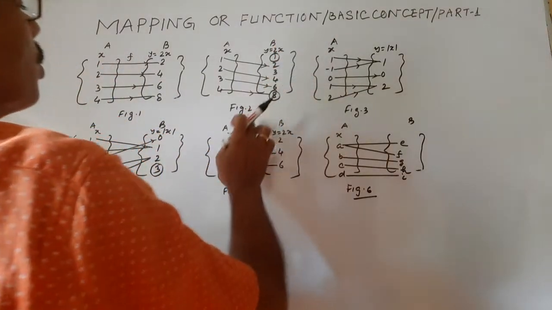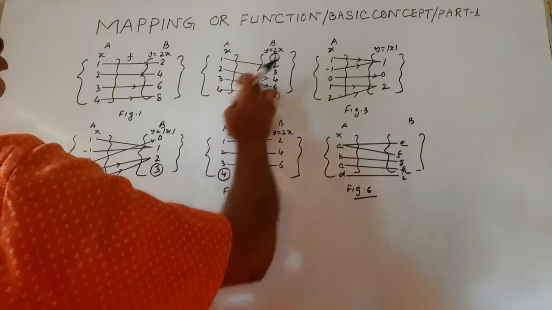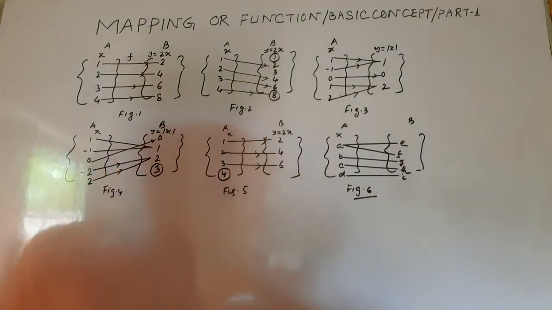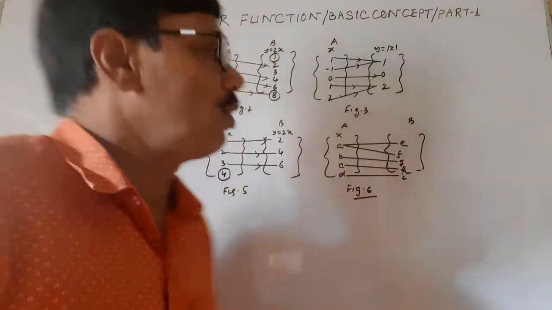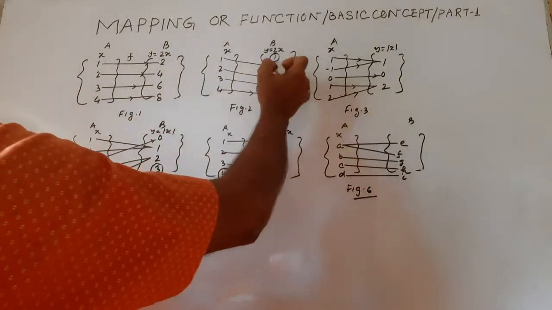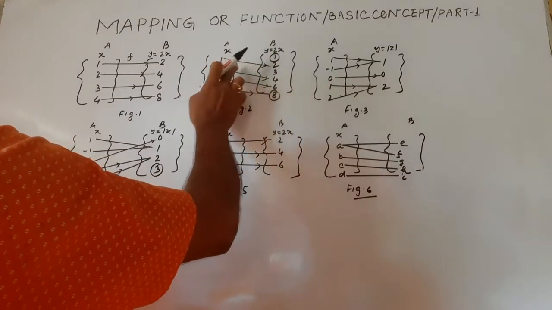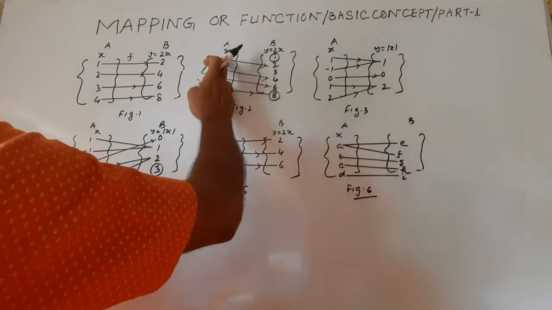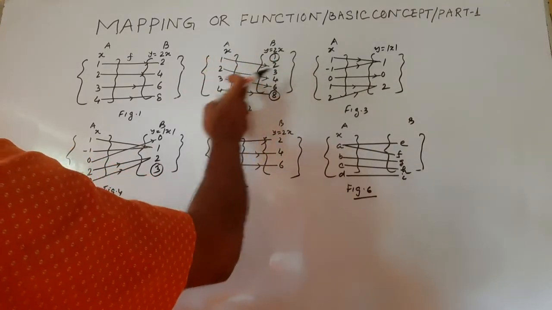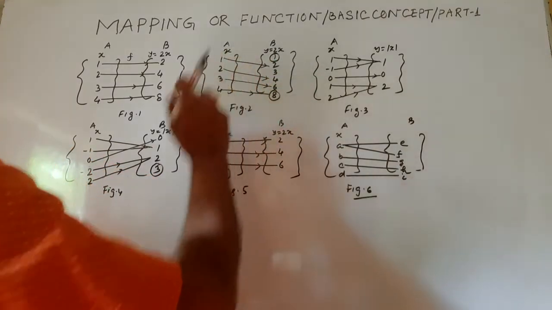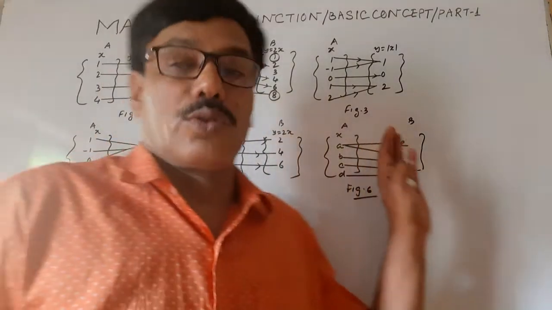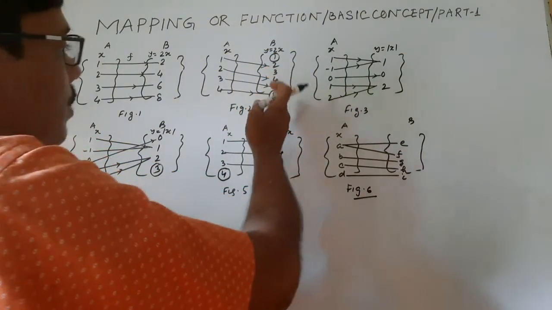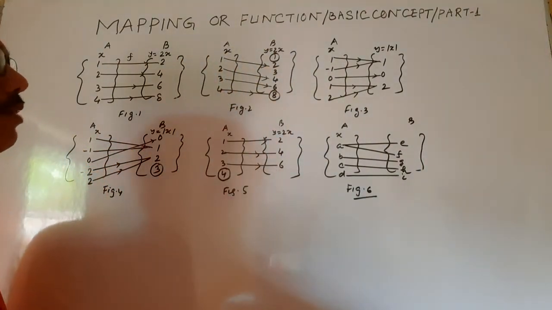In figure 2, 1, 2, 3, 4. 1, 2, 3, 4, 6, 8. Look, here also some elements, not all elements, are obtained from A by taking twice of this. Twice of this, twice of this is 4, 6, and this is 8. So, we get a rule by which we are getting elements of B from the set A.